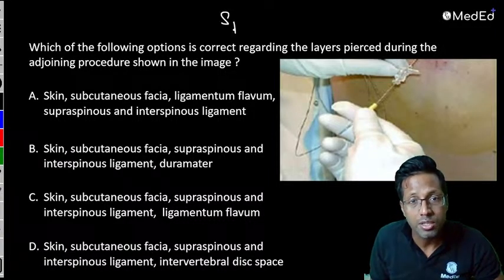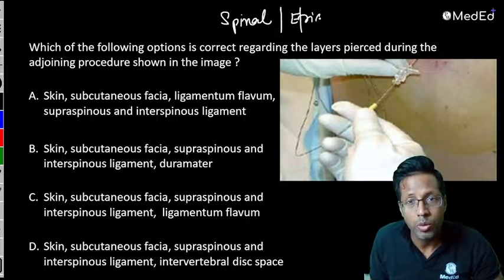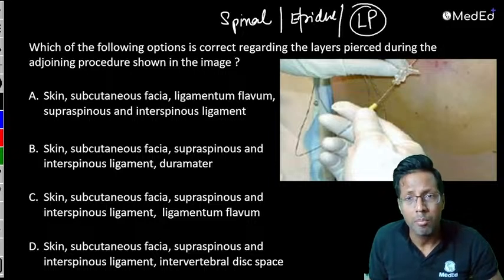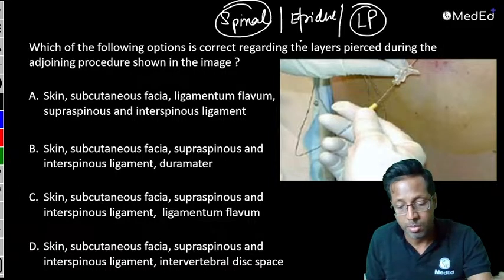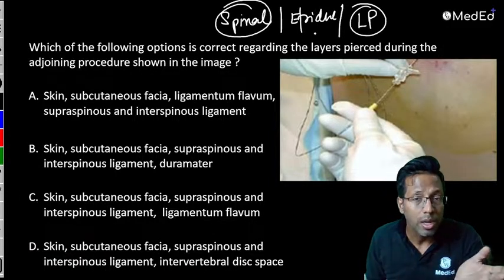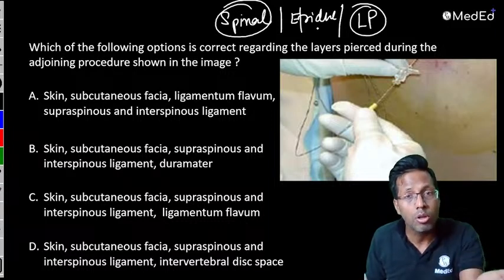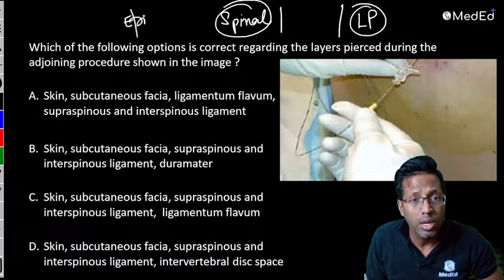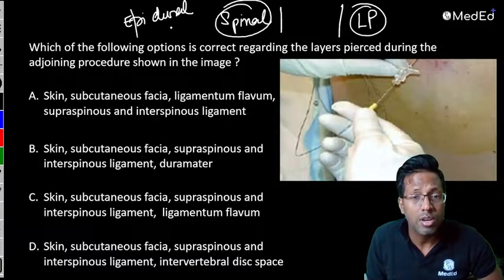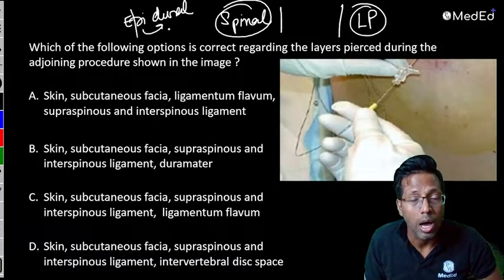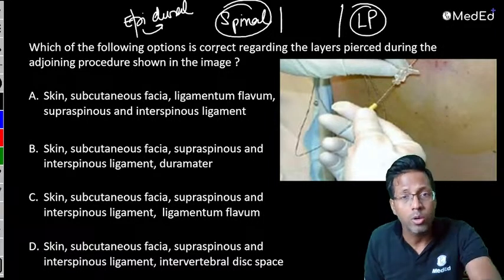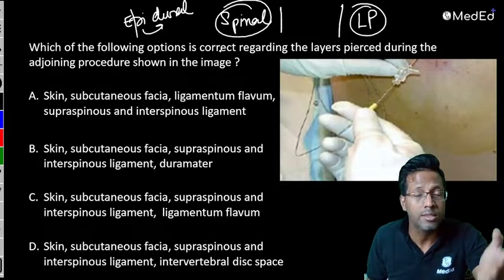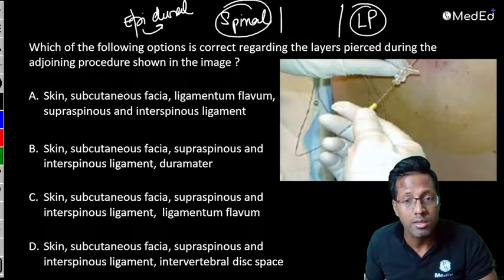So this question can be asked in 3 ways: the layers punctured during spinal, during epidural, or during lumbar puncture. Remember, lumbar puncture and spinal are the same thing, the same layers get punctured. Epidural, the answer is given in the name only. Epidural means extradural, outside the dura. So epidural is outside the dura, while spinal is going to be after the dura, but not exactly dura, it is arachnoid. So what is the correct answer here?